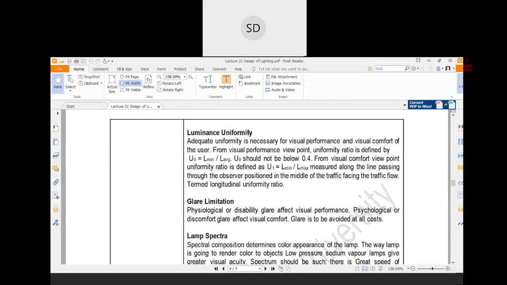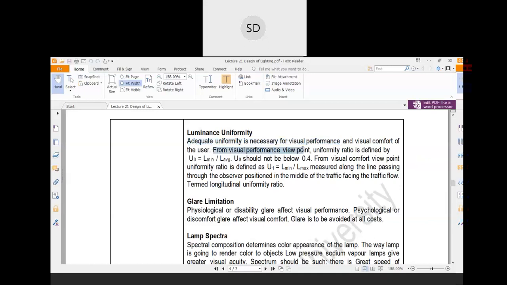Then luminance uniformity. Adequate uniformity is necessary for visual performance. Uniformity means, suppose you are providing the lighting, or light posts, these light posts should be at a similar distance from one another. Suppose for the first two light posts there is an intermediate distance of 5 meters or 10 meters. The next light post would be at a similar distance from the second one. In this way you can maintain luminance uniformity. Adequate uniformity is necessary for visual performance and visual comfort of the users.